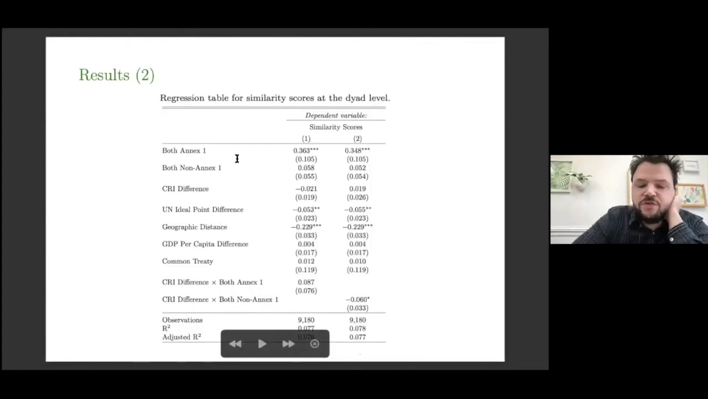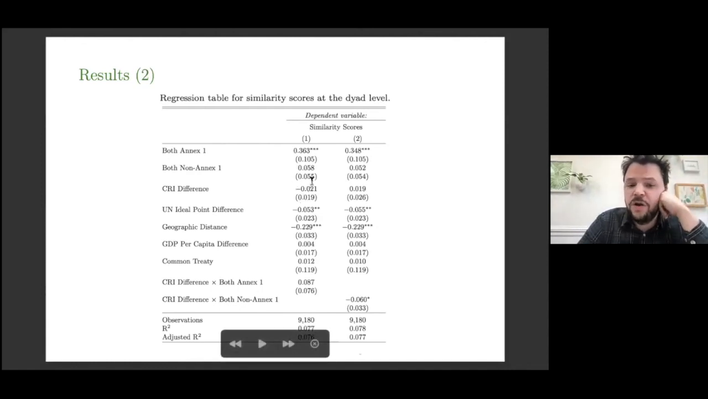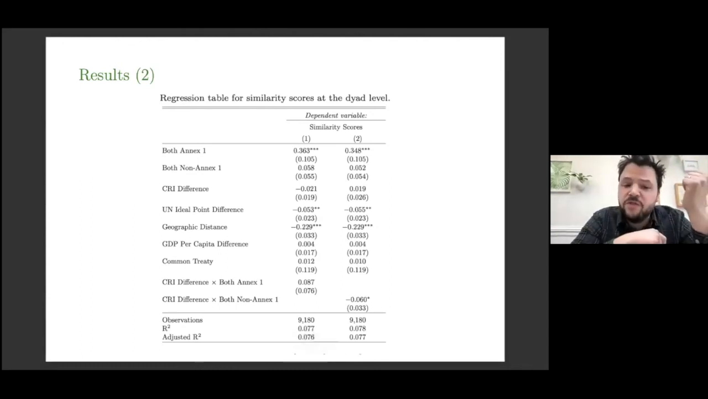So we put this into a regression format where the unit of observation is a dyad, and we ask, what predicts these similarity scores? We see here that both being Annex 1, of course, predicts a higher similarity score. Both countries being non-Annex 1 actually doesn't increase the similarity score after you account for these other variables. That includes the CRI difference, which is the difference in the climate risk index scores. So, how much is vulnerability to climate change driving these similarities?